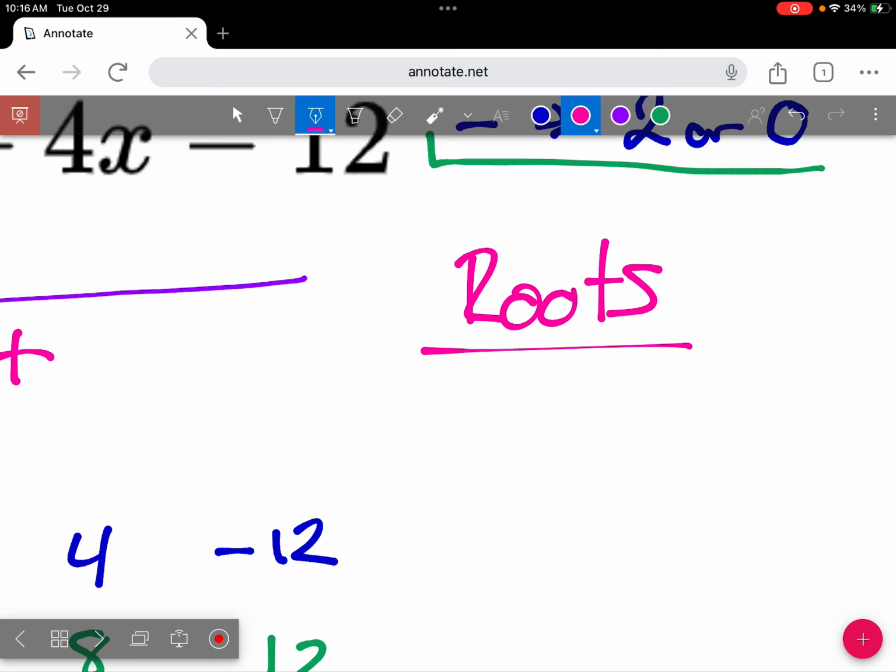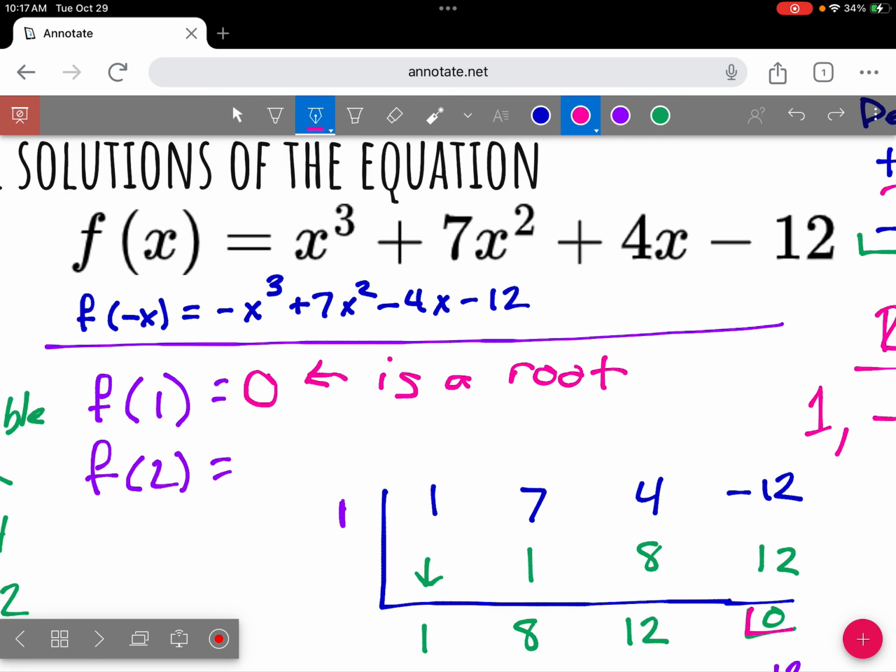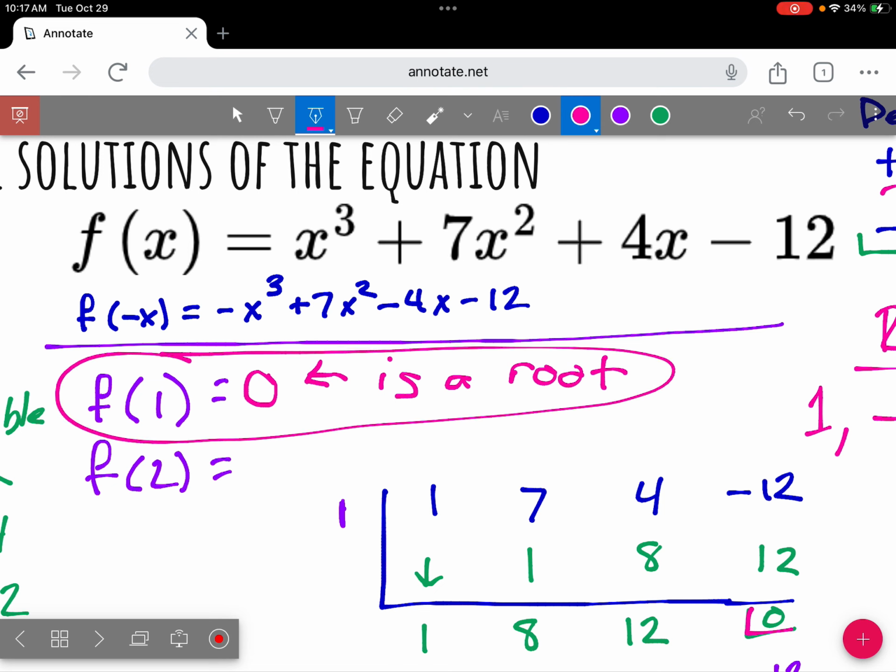Because the most common thing people will say is my roots are -6 and -2 and I'm done. How many roots do we need? 3. What's my other root? 1. That positive one that we found over here. We can't forget about that guy. Okay?